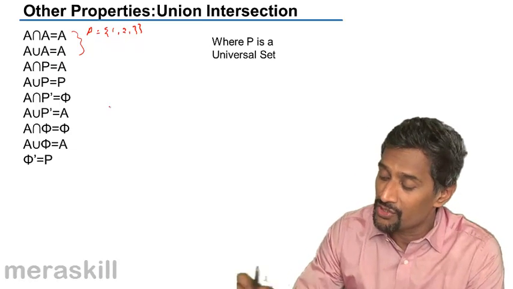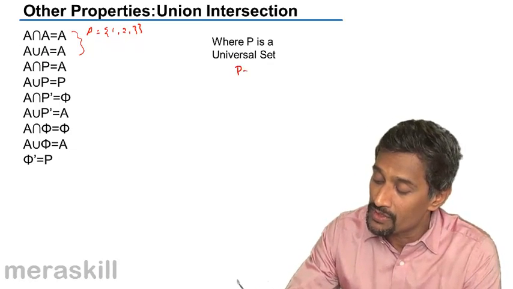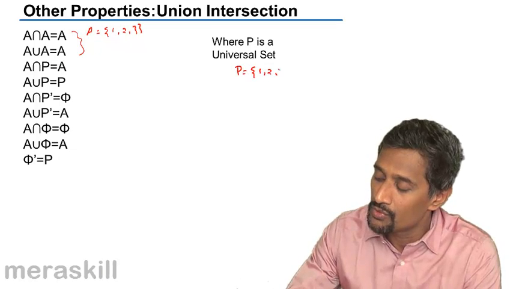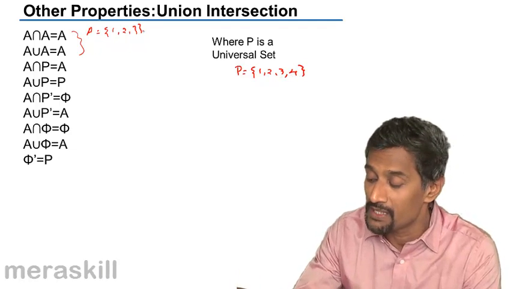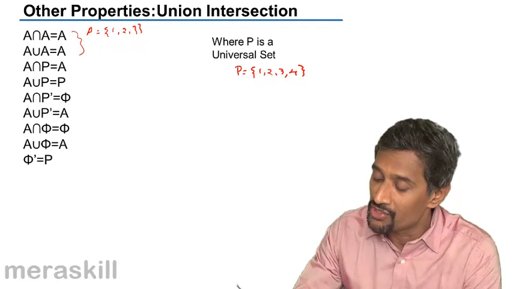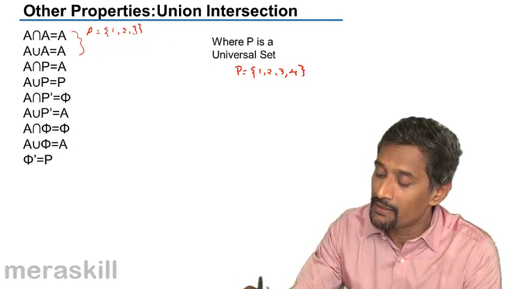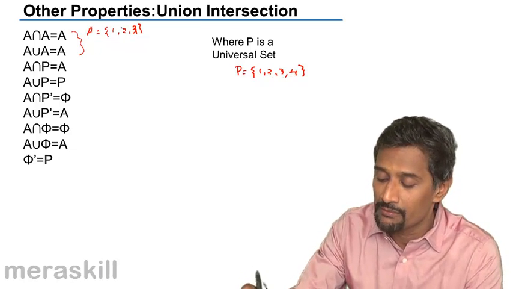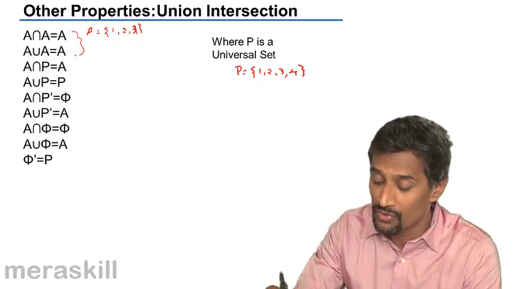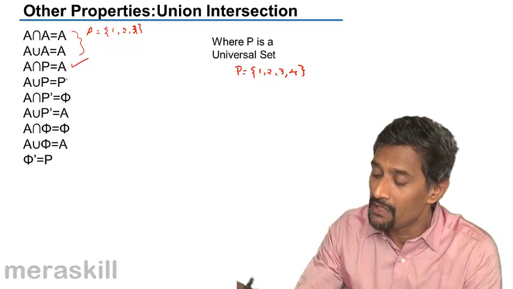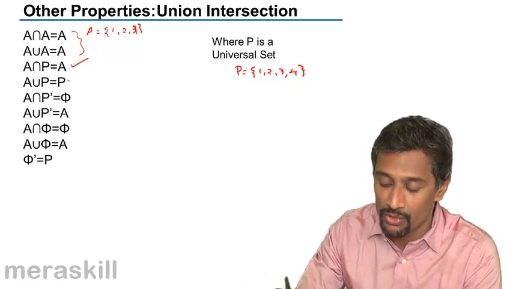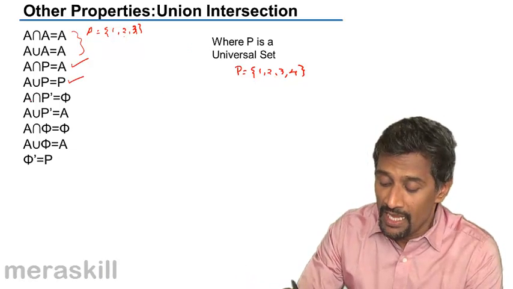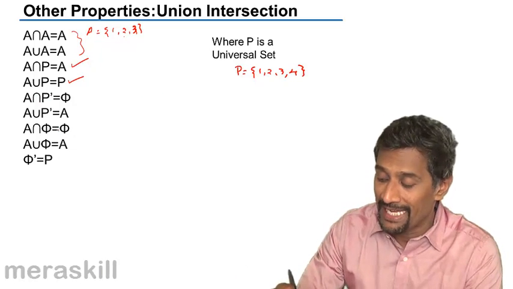A intersection P. Now suppose P is a universal set which is 1, 2, 3, 4, because P contains all the elements of A plus something. So A intersection P, if you combine this and this, what is common to both of them is A itself, that is 1, 2, 3. A union P, this and this you combine, you get 1, 2, 3 plus this 4, A union P is P.